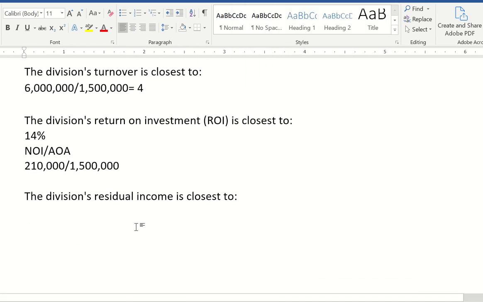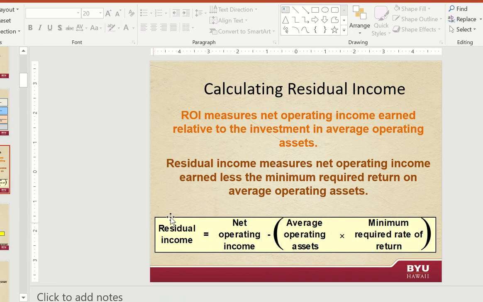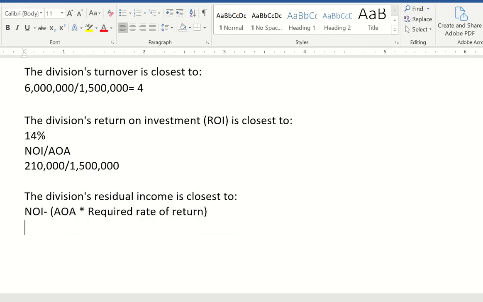The division's residual income would be NOI minus your average operating assets times the required rate of return. You should have written down that formula on the front side of your page. NOI minus, make sure you do the parentheses, so order of operations for math, you should do average operating assets times minimum required rate of return, and after you've calculated that, then you can do net operating income minus what you got in the parentheses. So NOI would be 210,000 minus AOA 1.5 million times the required rate of return.